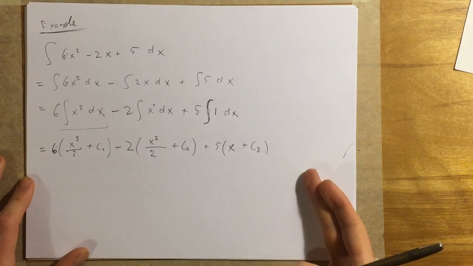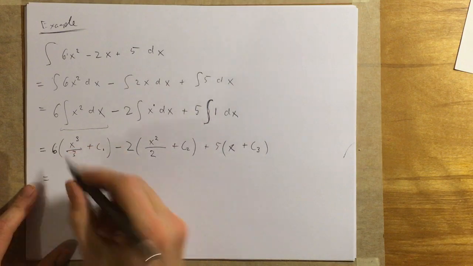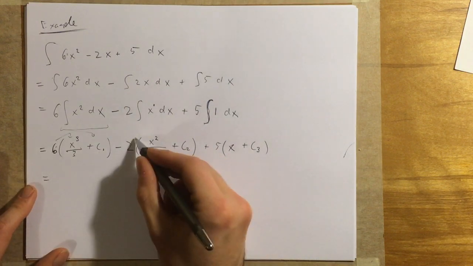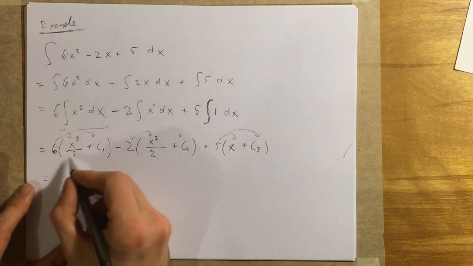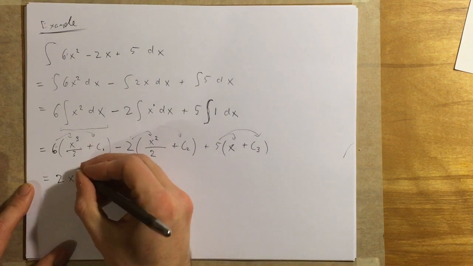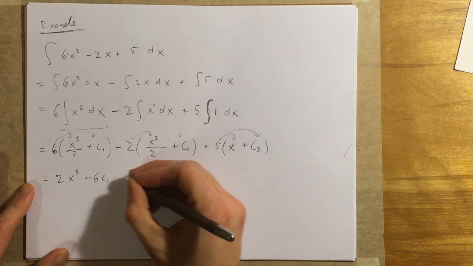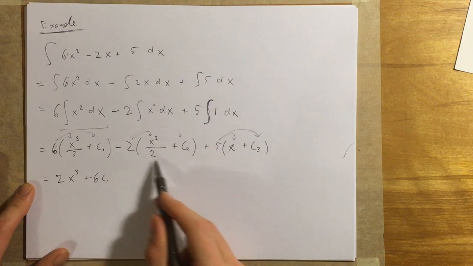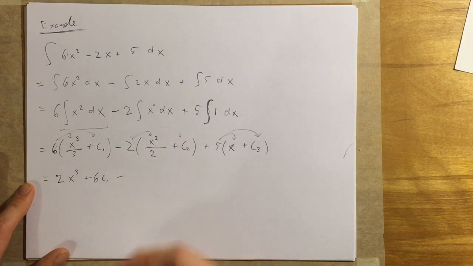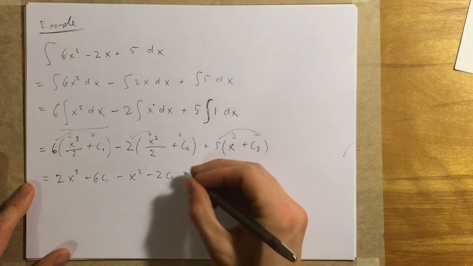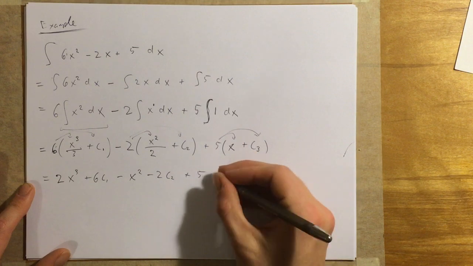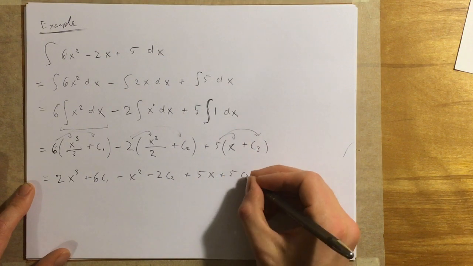So there's our antiderivative. Now let's simplify this a little bit. We'll distribute this multiplication all the way. For each of these, we're going to distribute. So here's 6 times 1/3 is 2x cubed, plus 6c1. Now, minus 2 times 1/2, the 2's are going to cancel. So this is just going to be minus x squared. But then we'll have minus 2c2. And then over here, when distributing, we'll have plus 5x and then plus 5c3.